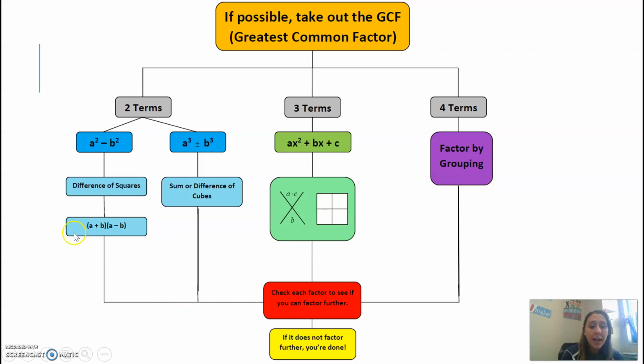Then when we're done factoring, with any of these, we're going to check to see if we can factor any further. That is something new this year. If it doesn't factor any further, which the ones that we just did don't, we are done. So make sure that is something that you all can do, and I will see you all tomorrow. Hit pause and get this in your notes.